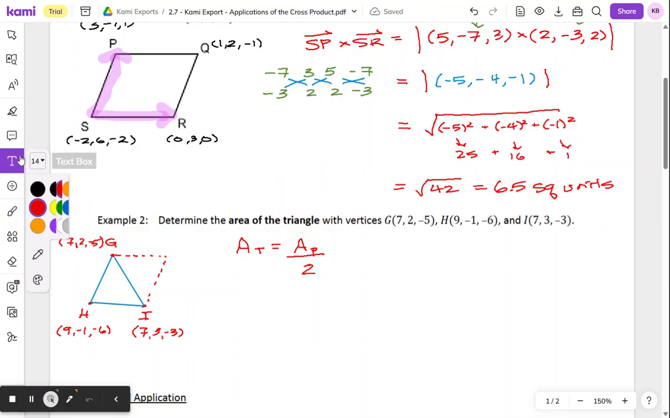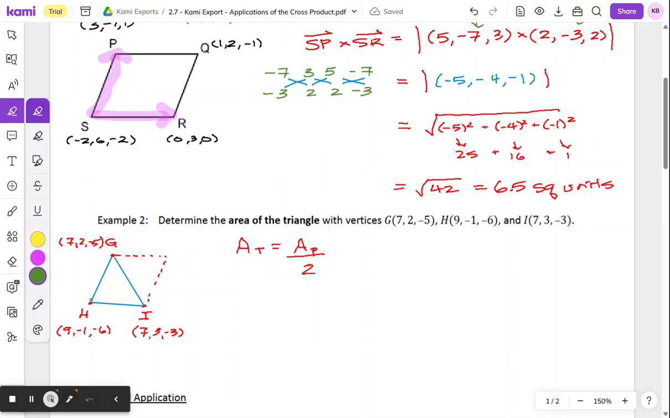So I am actually going to use my cross product to find the area of the parallelogram. And then what I will do is divide that in 2, and that will give me the area of the triangle. Okay, so I'm going to put on pause. So you're going to want to find HG, HI, do the same process we did above, but the very last step, in your final calculation, you will divide it by 2. Okay?